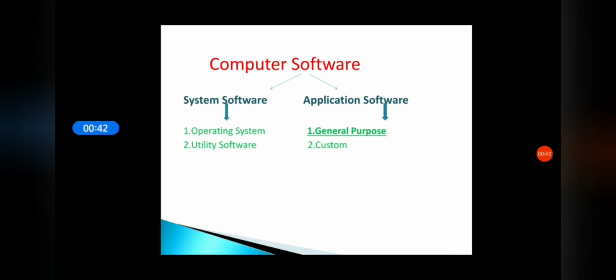Computer software can be of two types: systems software and application software. Among application softwares, general purpose software include word processors, spreadsheets and presentation programs, images designing and voice editing software. So let's learn in detail about word processor.